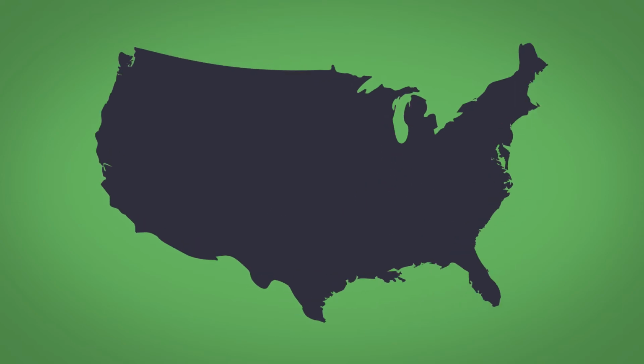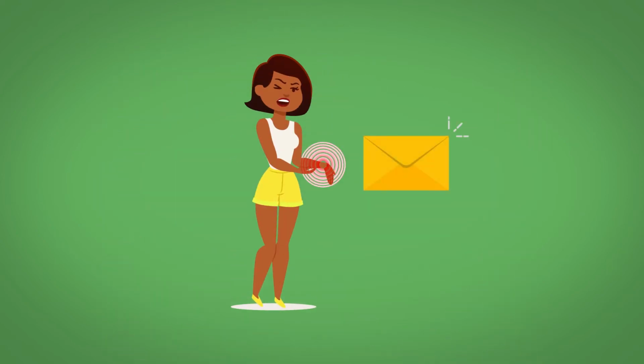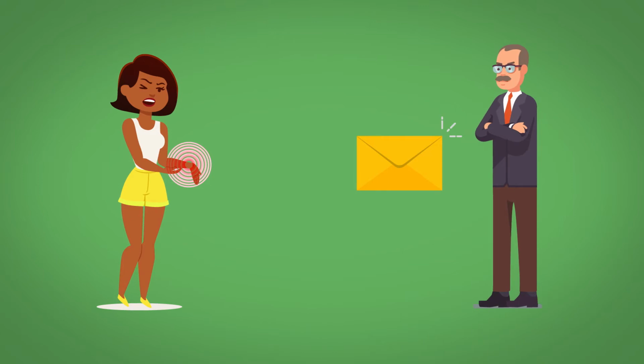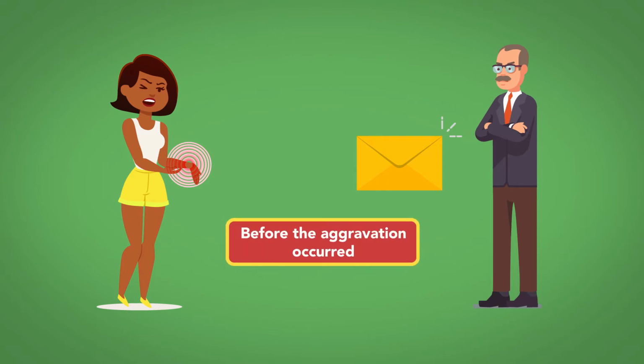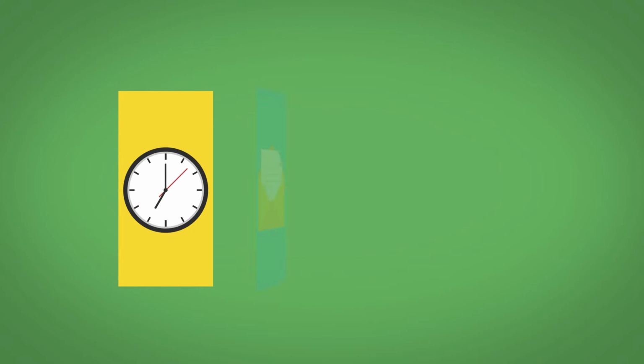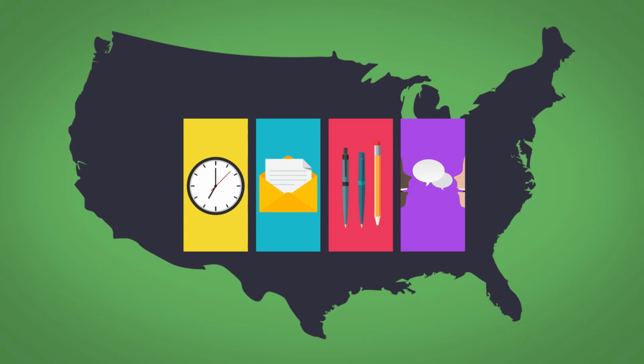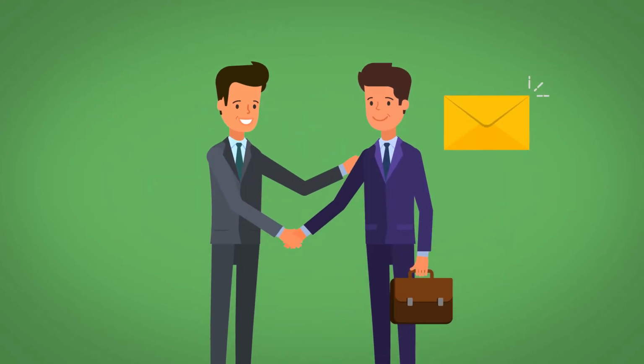Other states require that the employee give notice of the pre-existing condition to the employer at some point before the aggravation occurred. The required timing, content, and form of notice, written or verbal, varies by jurisdiction. Some states require notice to be given at the time of hiring, while others may require no notice at all.